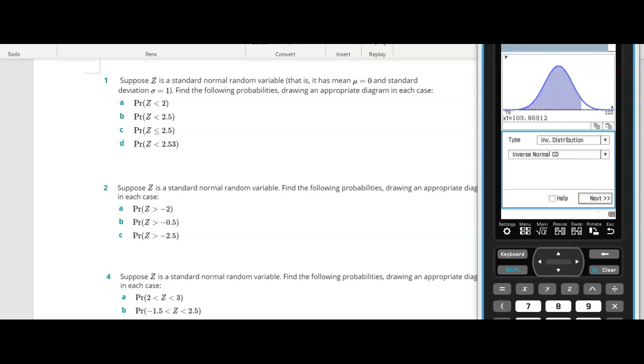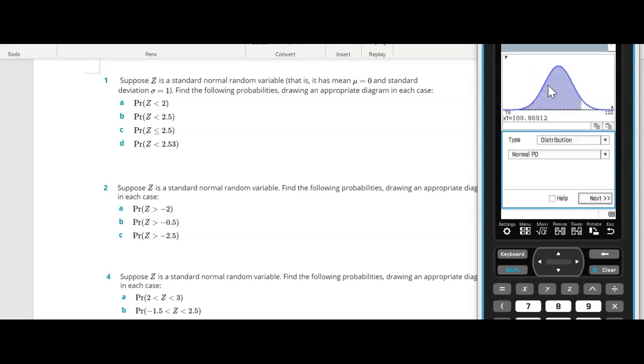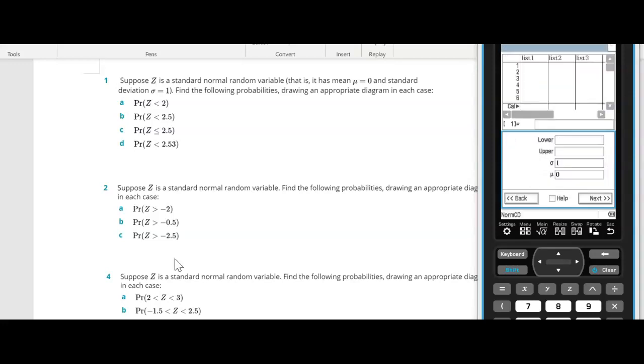Oh gosh, I need to get out of this, sorry, wrong thing. All right, calc, distribution, and normal CD. I just had to restart my calculator, sorry.